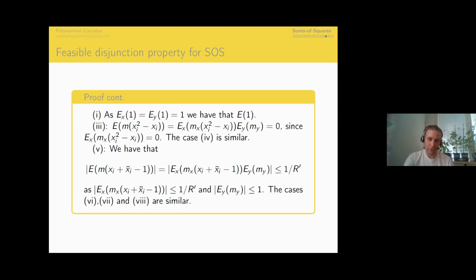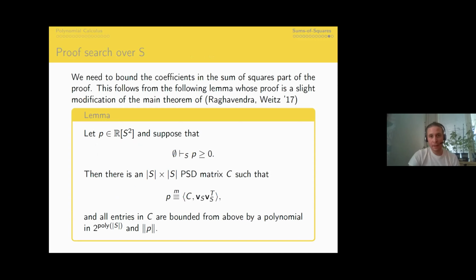bit whose absolute value is at most 1. Okay. So it's again basically the whole proof of the feasible disjunction property. Okay.